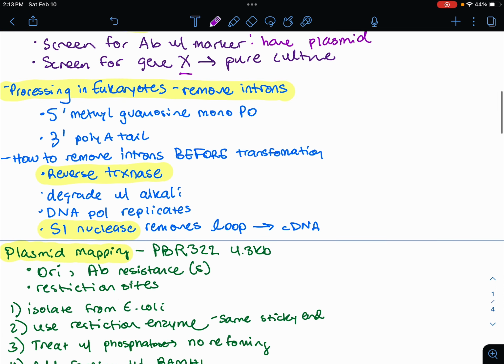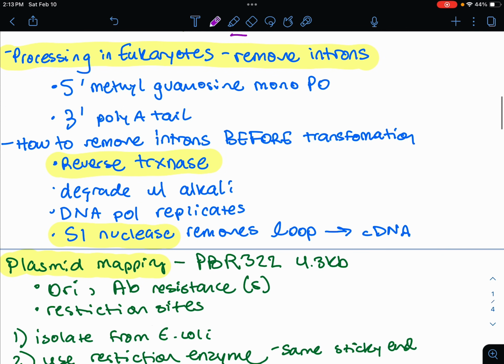Alright, so we're going to also talk about processing DNA in eukaryotes. We're going to, of course, have to remove the introns. The exons are going to be the expressed portions of these genetic sequences. So first, mRNA is capped with methyl guanosine monophosphate at the 5' end. That's going to be our 5' methyl guanosine monophosphate cap. And then the poly A tail on the 3' end. You could also splice out the introns.